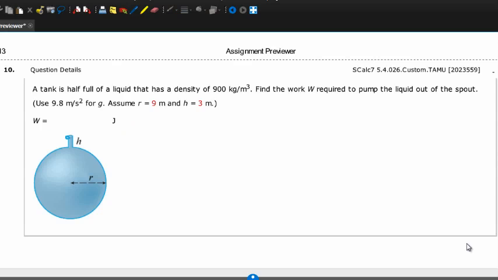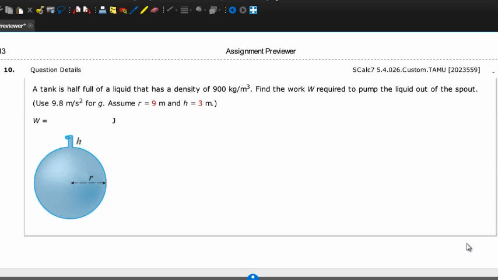Okay, now let's look at the following from the web assignment. This is very similar to what we have discussed in the previous problem, but as you can see, instead of a rectangular tank, we have a sphere. So the geometry of the problem will be different.